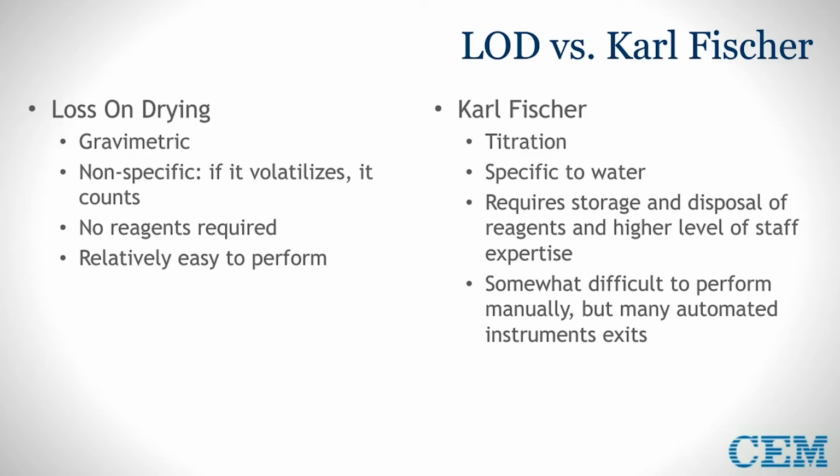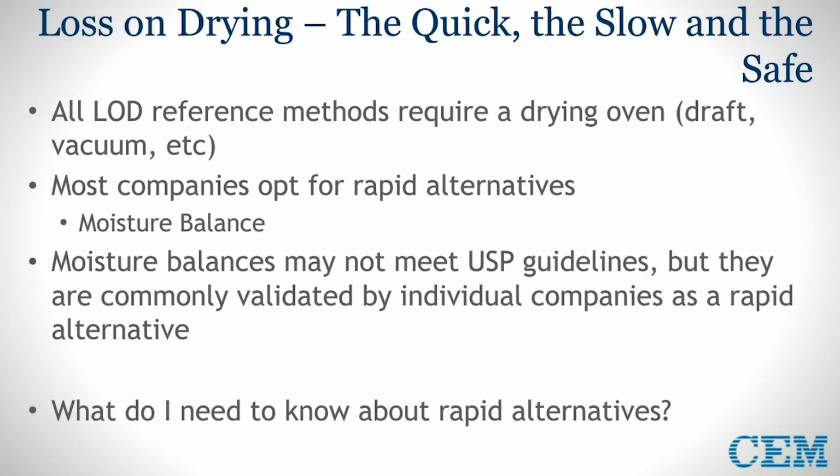We'll focus on loss on drying for the purposes of this discussion. We'll leave Karl Fischer behind. So looking at loss on drying, we look at loss on drying reference methods. If you read through USP methods or ISO methods, you'll see that they all require a drying oven of some sort, whether that's a draft oven or a vacuum oven.